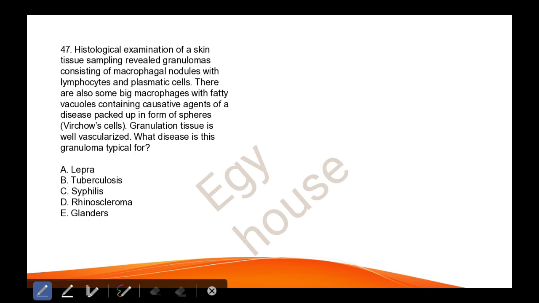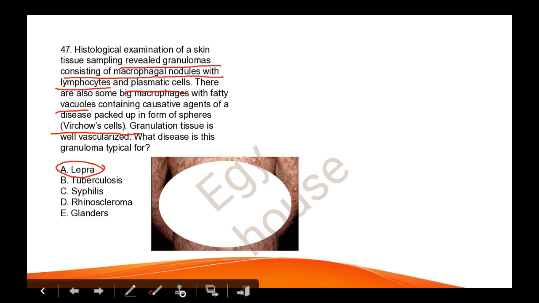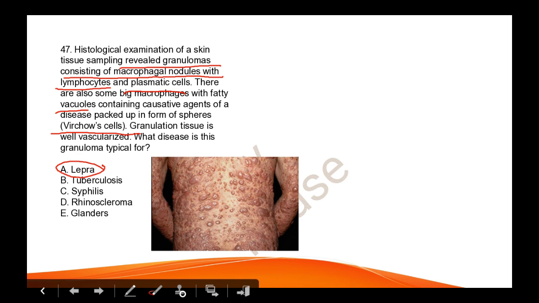In this histological examination, we revealed some granulomas consisting of microphagal nodules with lymphocytes and plasmatic cells. So these vacuoles contained some Virchow cells, and this disease is called lepra or leprosy. And I can show you here some pictures of this disease. But what I want you to know and to understand here is the granulomas.